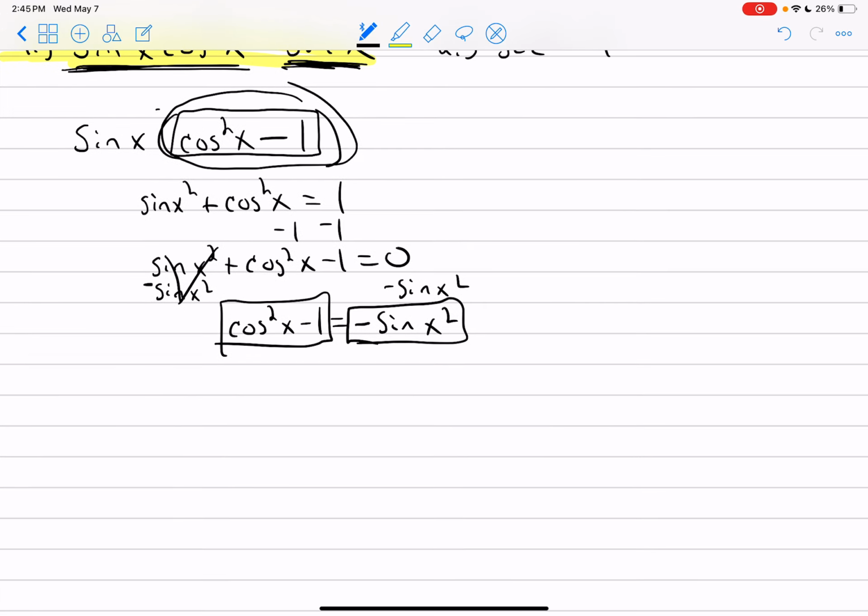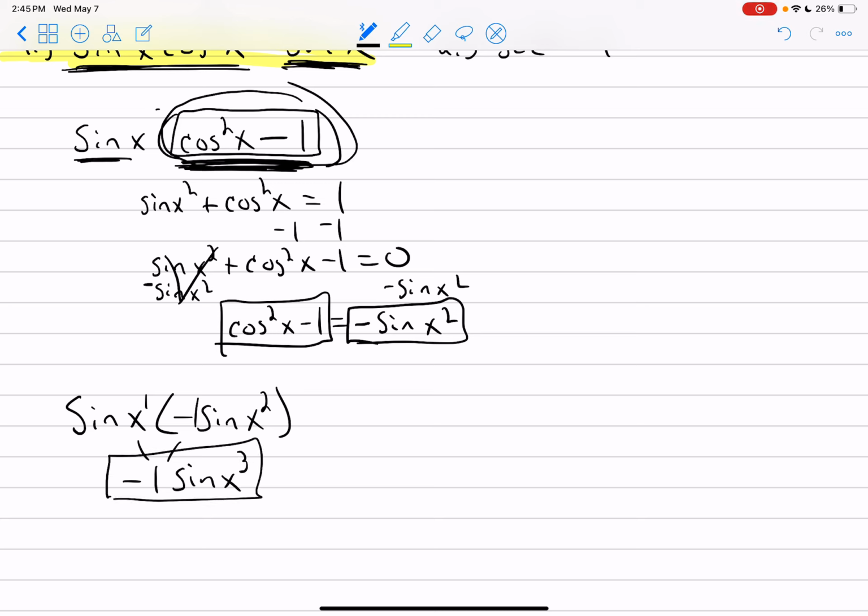So really what I have is sine x, this piece, times this piece, which instead of calling it cosine squared x minus 1, I'm going to call it negative sine squared x, right? And that's just a negative 1 sine squared x. So this whole thing, sine x to the first times negative 1 sine x squared, becomes negative 1 sine x to the third power. And there is my final answer.